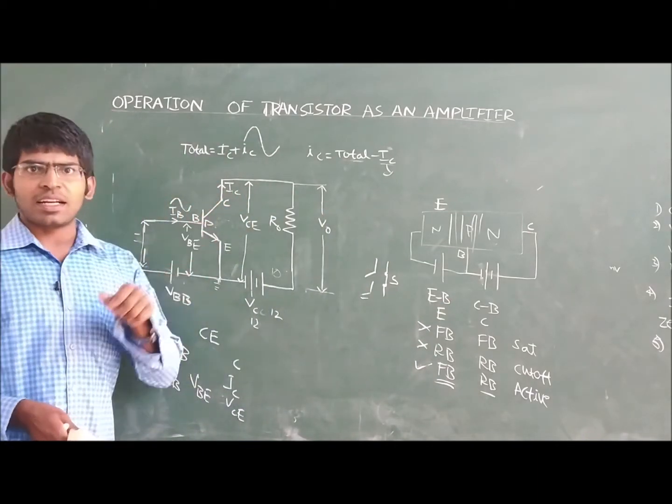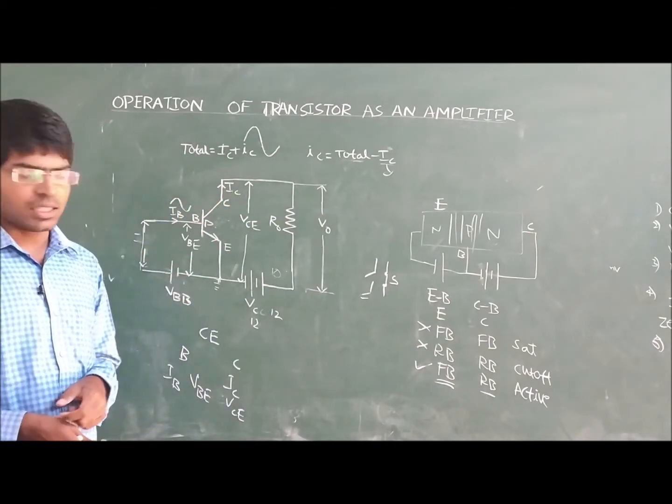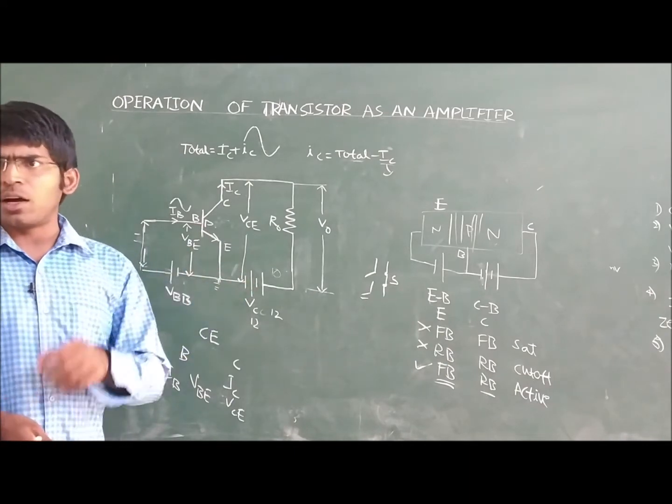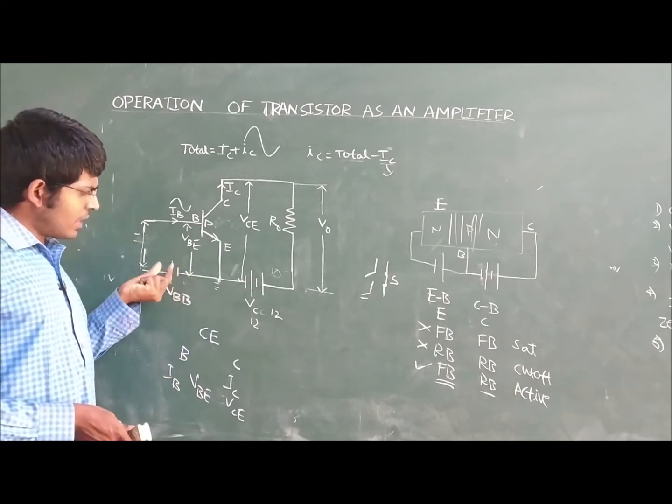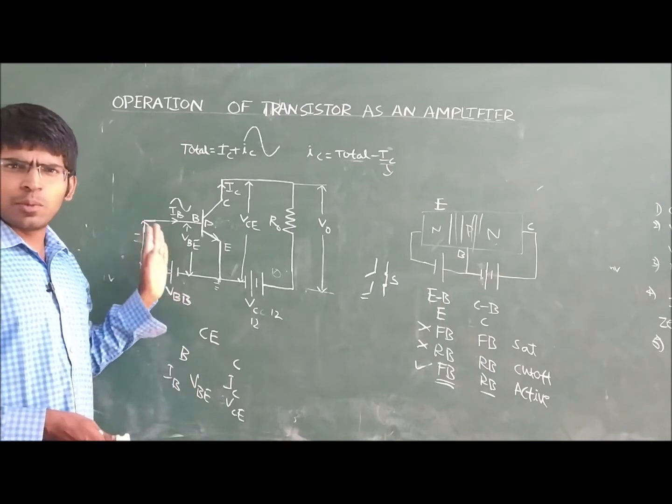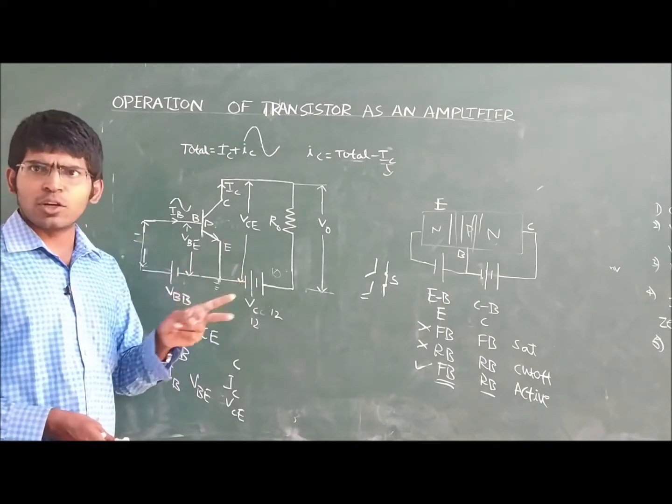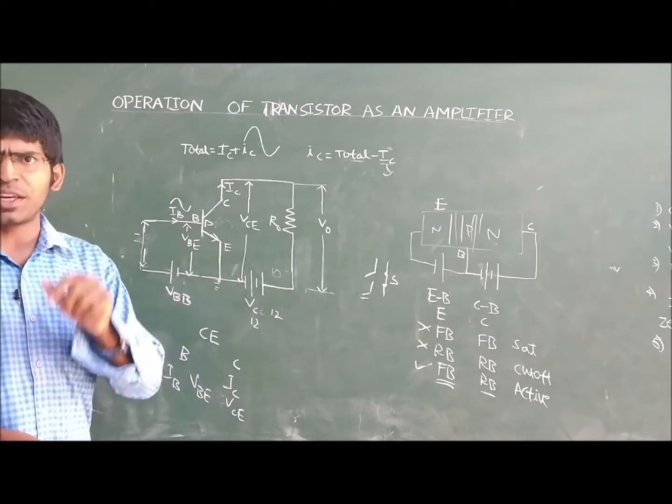In order to make the collector junction reverse biased, we are taking the battery. You may get the doubt. We are representing the battery here with a simple anode and cathode, but here we are taking two batteries. Is there any specific reason?